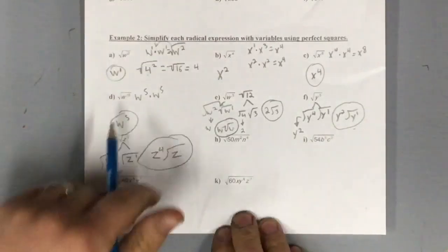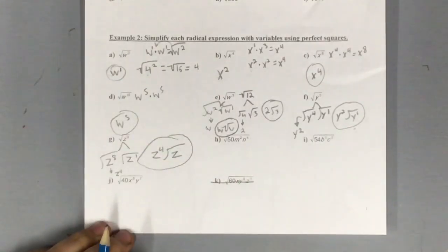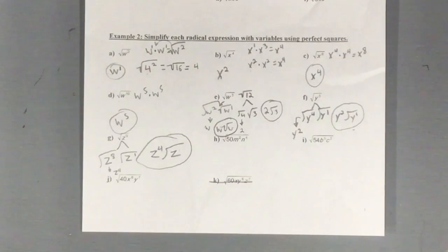Again, a pattern. Jumping ahead, I'm going to skip k. We're not doing anything with 3 variables today. Next problem, I've got a number and variables. Just treat them as 2 separate problems. It's kind of like when we were doing our exponent rules and we had whole numbers and we had variables. Just work them one at a time.